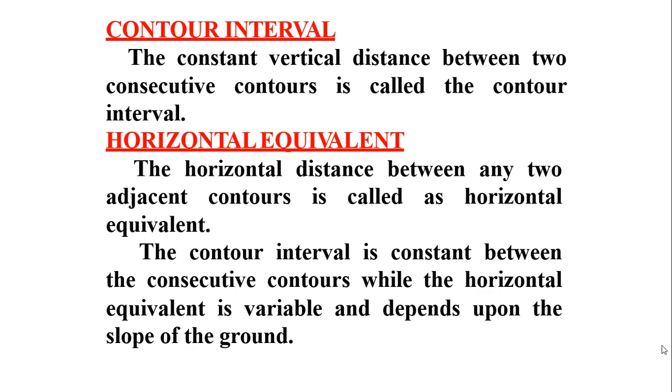Next, the important terminology is the contour interval and the horizontal equivalent. The constant vertical distance between two consecutive contours is called the contour interval. That means the vertical difference between two elevations is basically called the contour interval. Next one is horizontal equivalent. It is the horizontal distance between any two adjacent contours. The contour interval is constant between the consecutive contours, while the horizontal equivalent is variable and depends upon the particular slope of the ground.